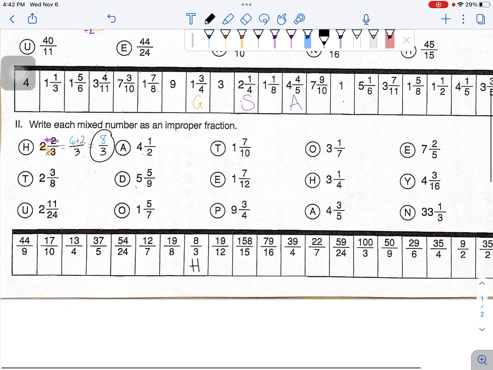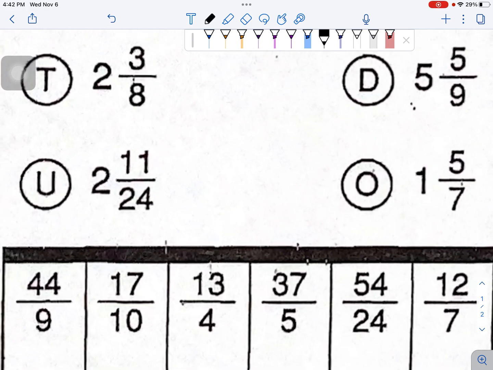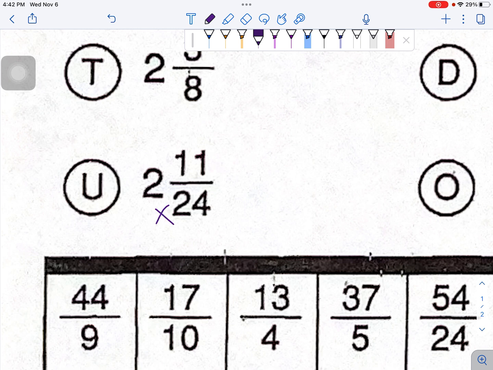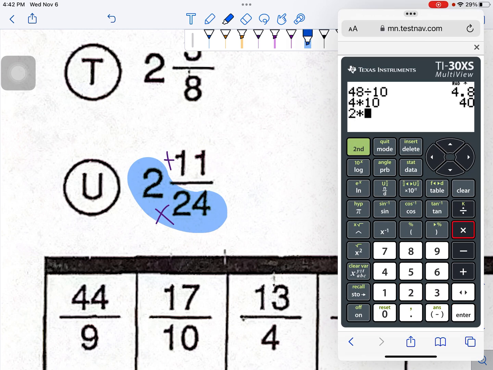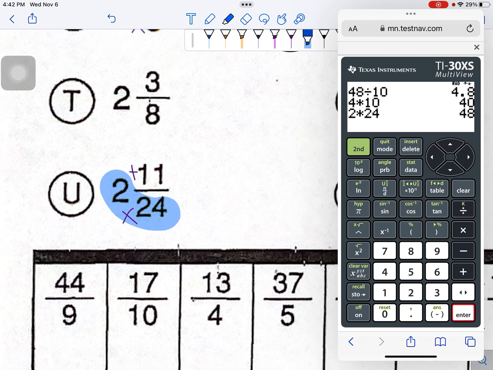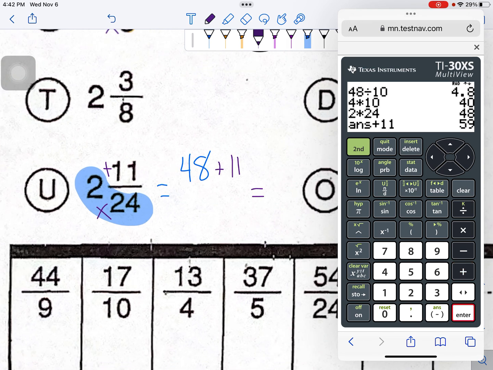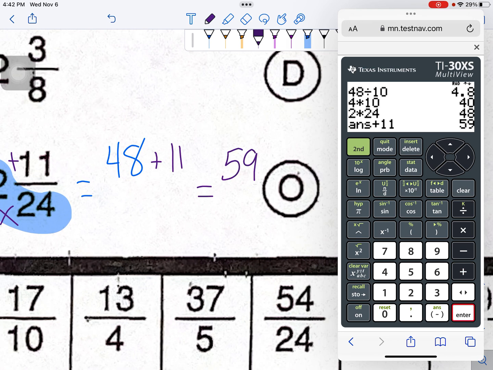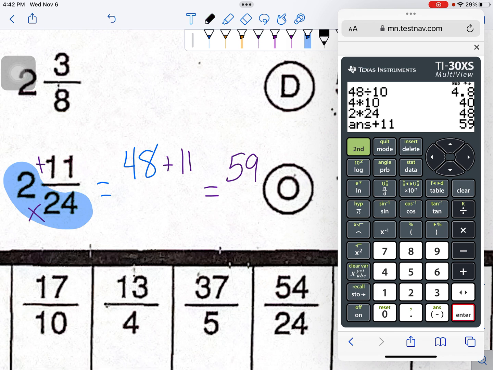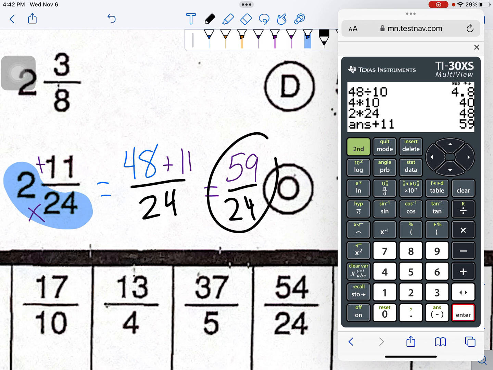Okay, and then we'll do one more. Let's do this big one, U. Put in our times and our plus. So now you need 2 times 24. If you don't know the answer, throw it in your calculator. 2 times 24 is 48. So I'll write 48. And then I still have plus 11. Plus 11 is 59. And the denominators don't change. So that's 24. You can see that one right there. So that's U.